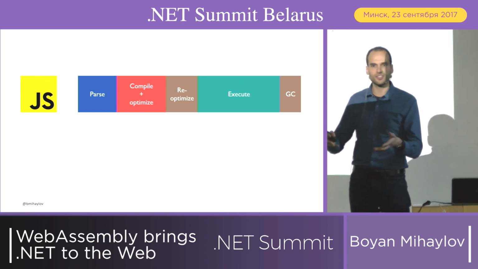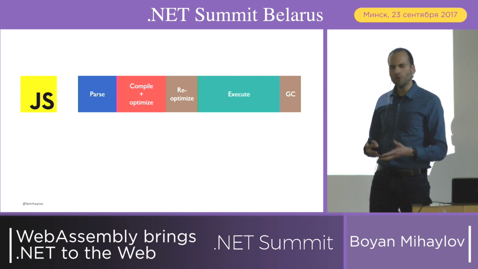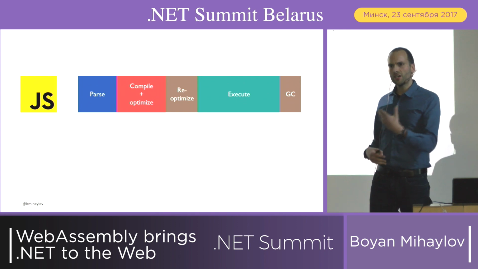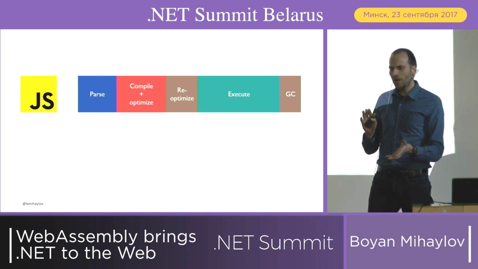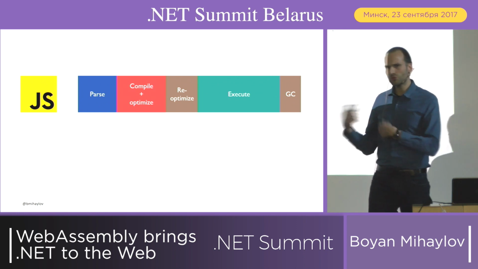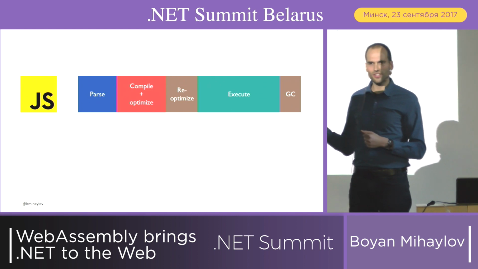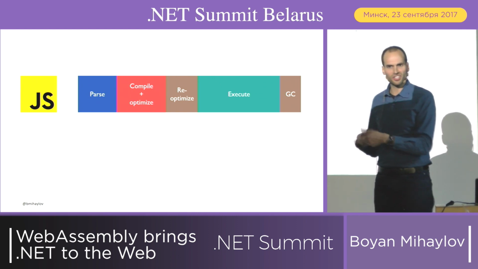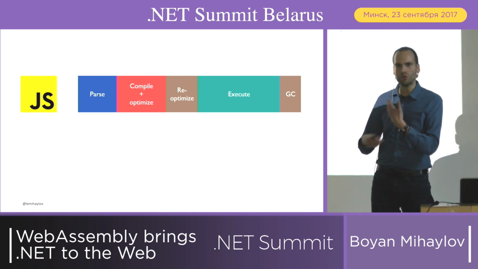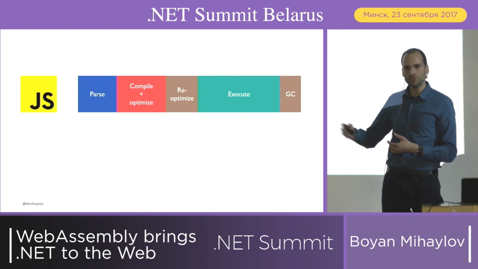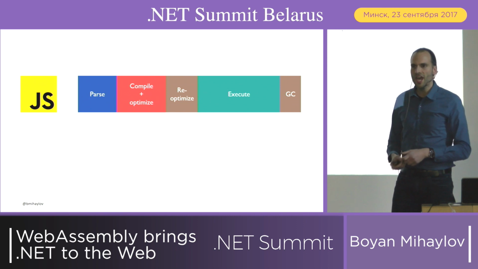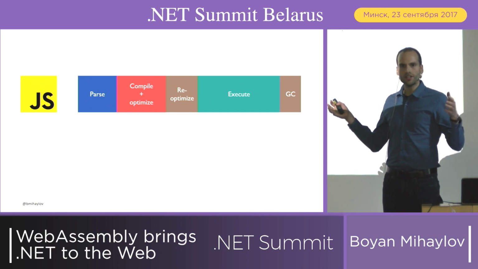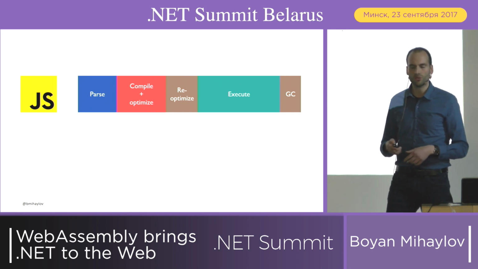So we have to parse it. And then we have to do some optimizations. Most browsers use something called a just-in-time compiler. So basically they're trying to make some guesses about your JavaScript code and then run the code and see if the guesses are true, or if not, they re-optimize and throw away. So now there is this process because of the dynamic nature of JavaScript.